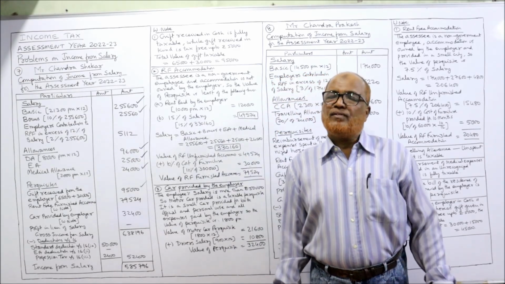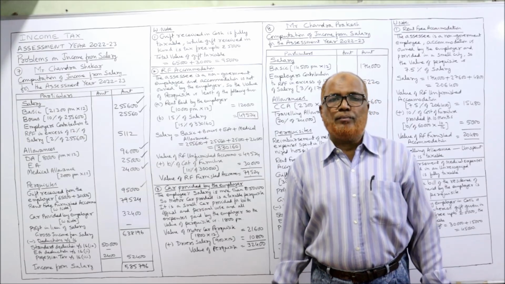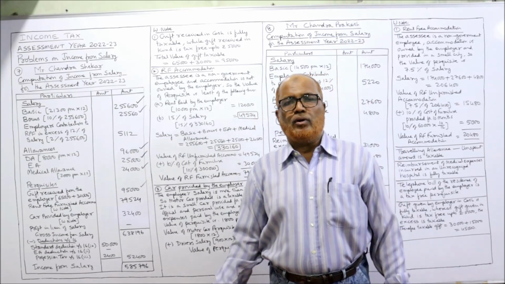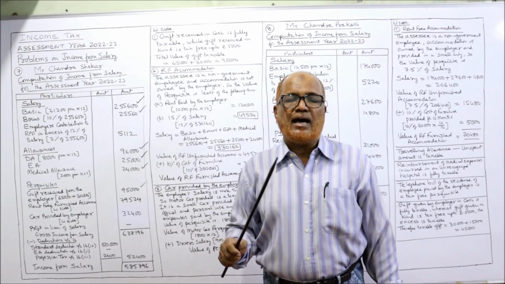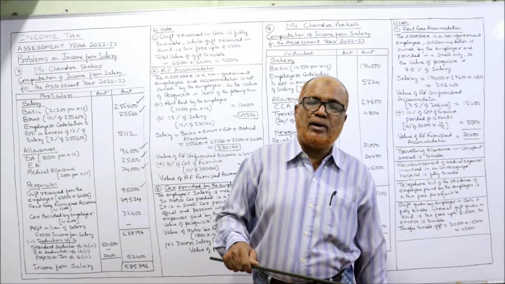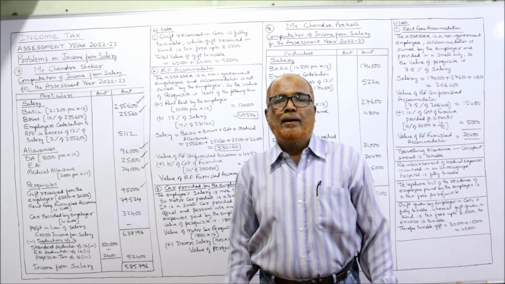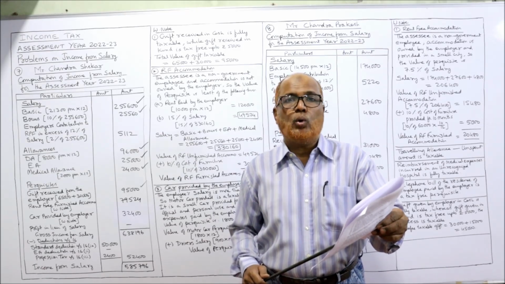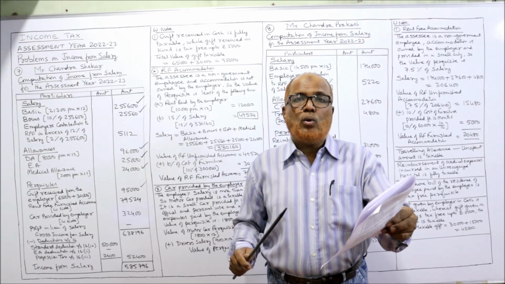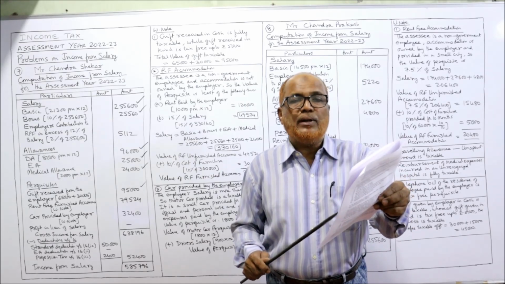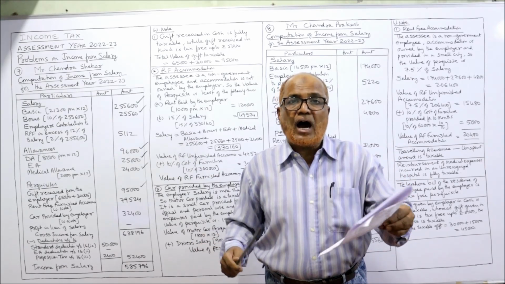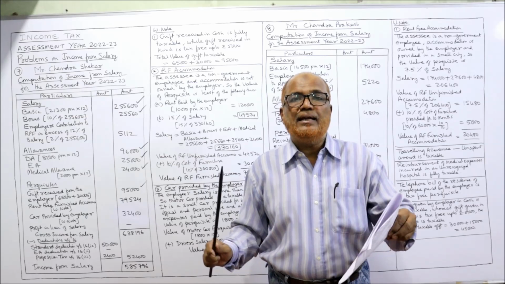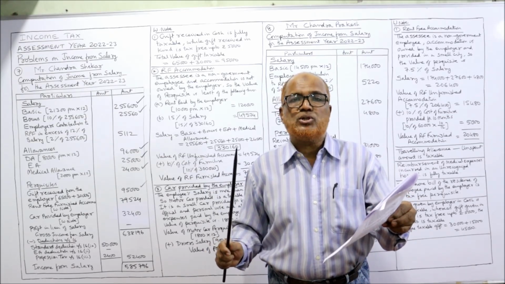For rent-free accommodation, first you have to see whether government employee or non-government. He is a non-government employee. Then you have to see whether the accommodation is owned by the employer or hired by the employer. Here the accommodation is hired by the employer, not owned. If it is owned, then we have to see the population. If it is hired, no need to consider the population.